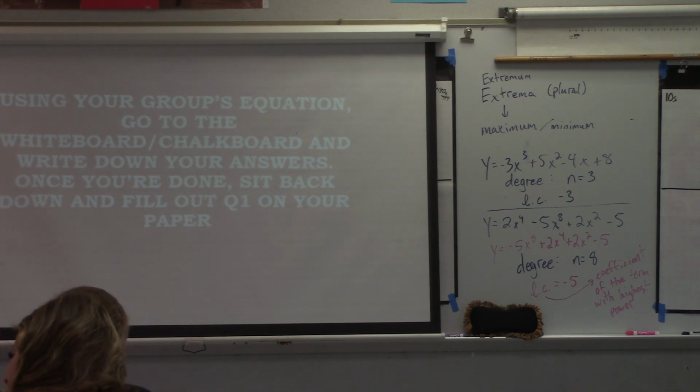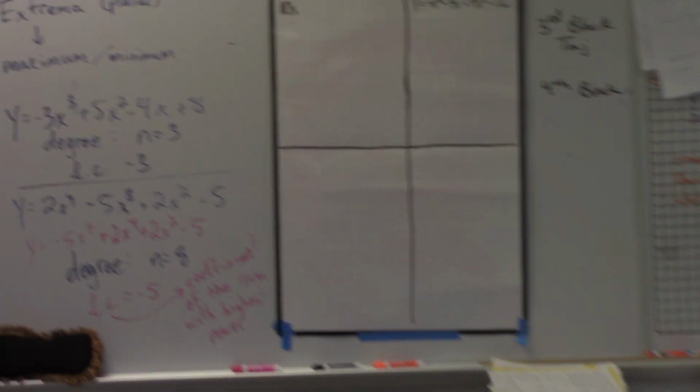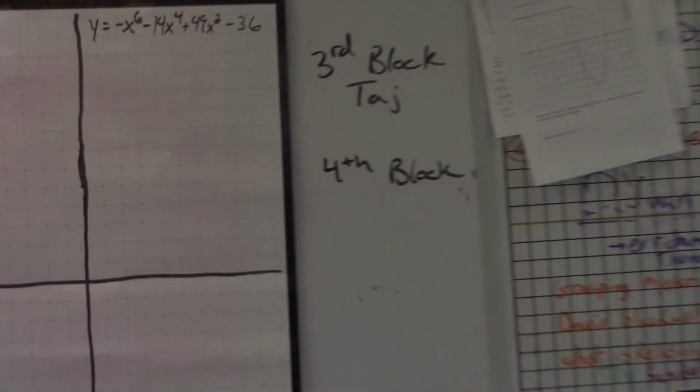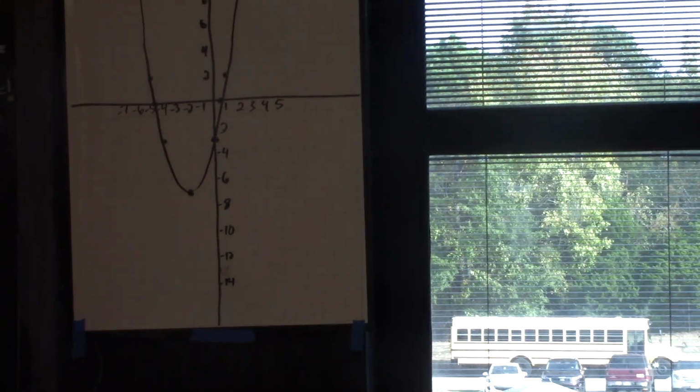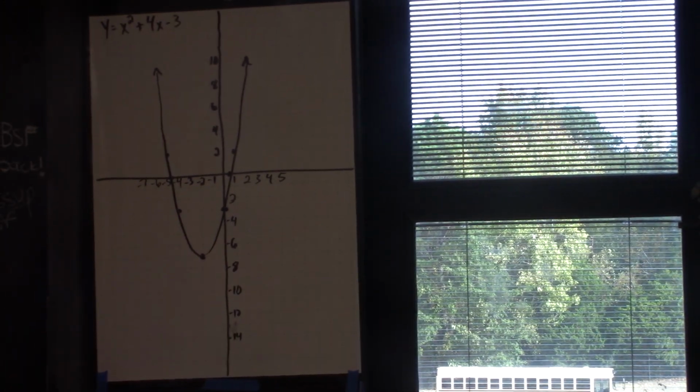Now I will remind you, when we say degree, where do we need to look to see degree? In which form? Standard form, right? So when I'm talking about degree, for the most part, standard form is the easiest to see that highest power. You can find it in factored form, but it is definitely easiest to see it in standard form as the highest power.